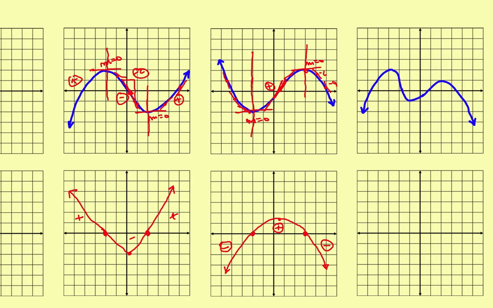Let's go with just this one right here. Now this one has 3 horizontal tangents. So I've got a horizontal tangent right here. I'll go straight down from here, and it has to go through the x-axis right there. Got a horizontal tangent right here. Goes straight down. It has to go through the x-axis right there. Horizontal tangent right here. Goes straight down. It has to go through the x-axis right here.